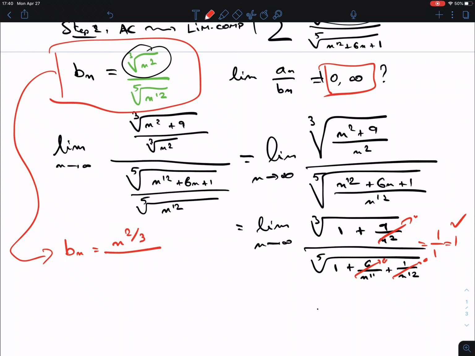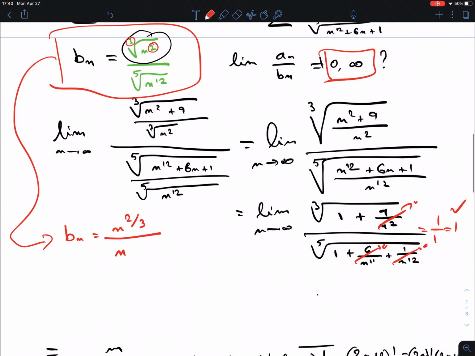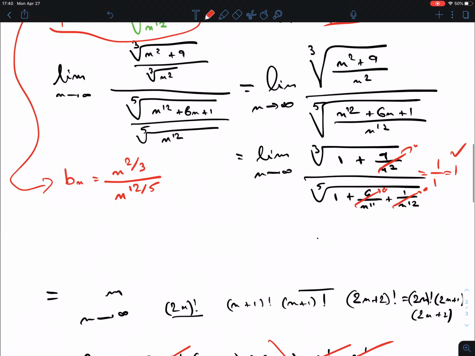2/3. Remember, don't make a mistake in writing the exponents. The power is always the numerator of the exponent. The index of the radical is the denominator of the exponent. So here we have 12 is the power, 5 is the radical. We have to write this in the bottom. That's how P series are written. So we have to write this as 1 over n to the 12 fifths minus 2/3.